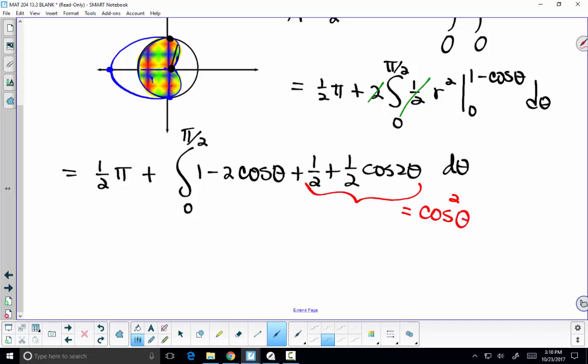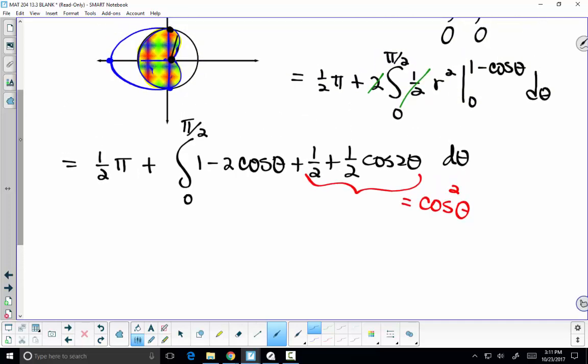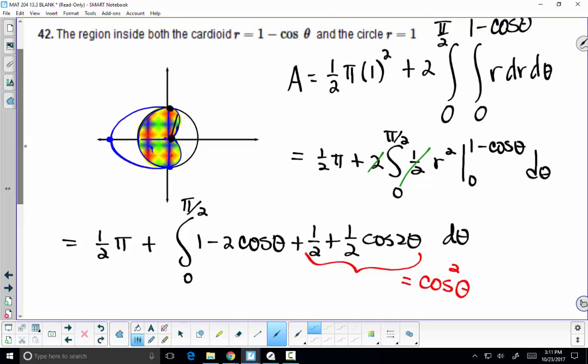So we plugged in 1 minus cosine into r squared, and you get 1 minus 2 cosine theta plus cosine squared, but cosine squared has to be reduced to half plus half cosine 2 theta. Where did the r squared go? We integrated the r, got r squared over 2. Oh, you plugged the 1 in, okay. Yeah. I understand.